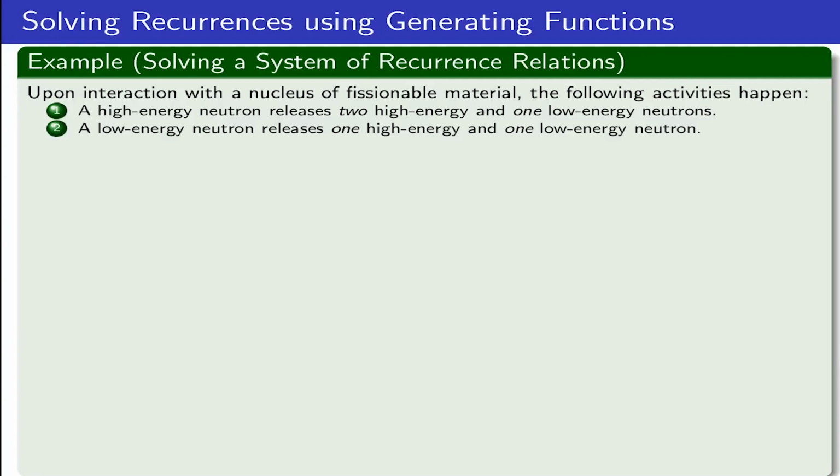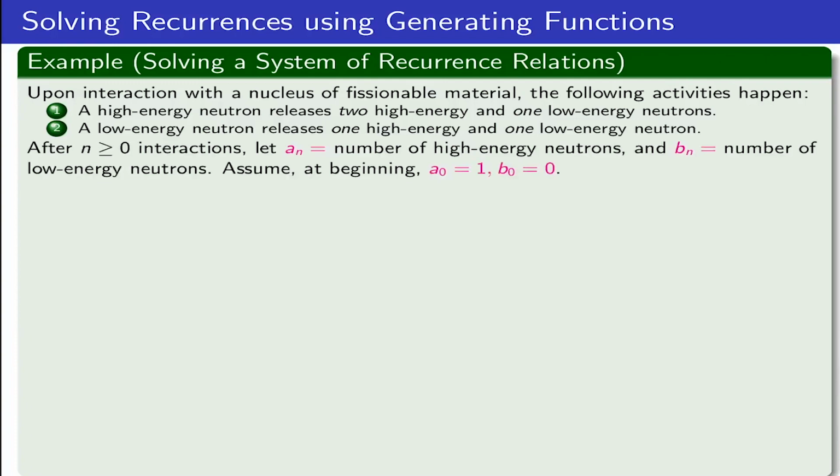Upon interaction with a nucleus of fissionable material, the following activities happen. A high energy neutron fissions with a nucleus and releases two high energy and one low energy neutrons. A low energy neutron, when it fissions with the nucleus, releases one high energy and one low energy neutron. So the question is, after n such interactions or fissions, how many high energy neutrons and low energy neutrons will you get in the system, provided you start with only one high energy neutron?